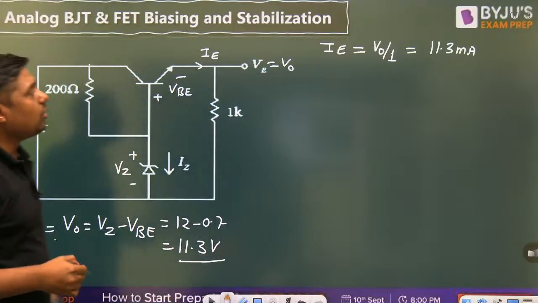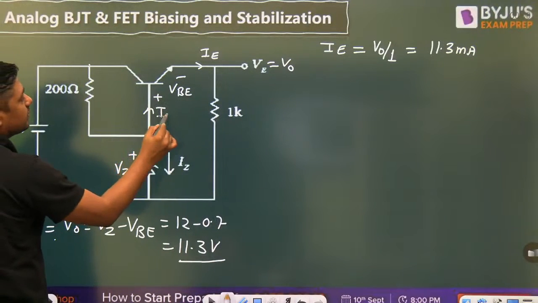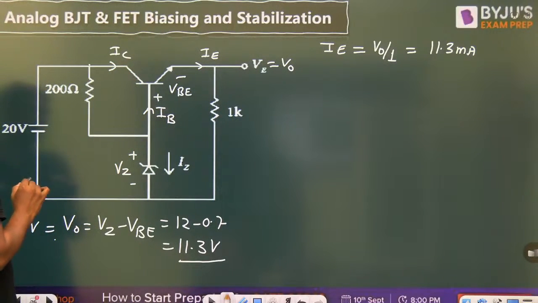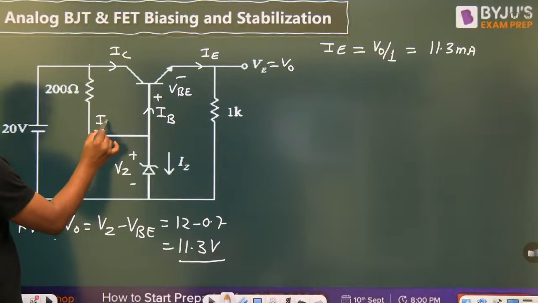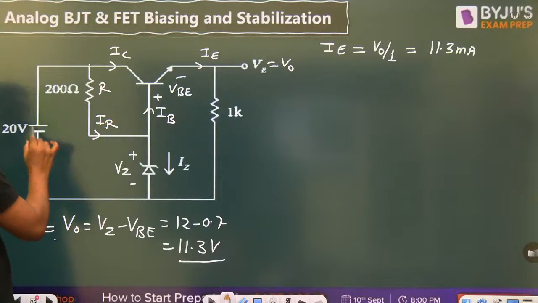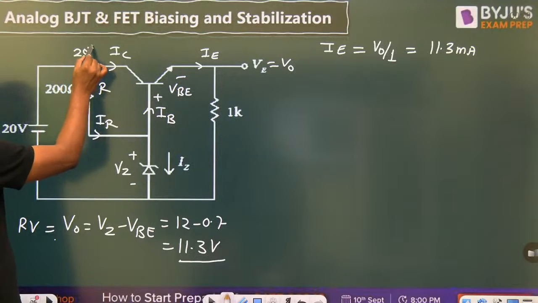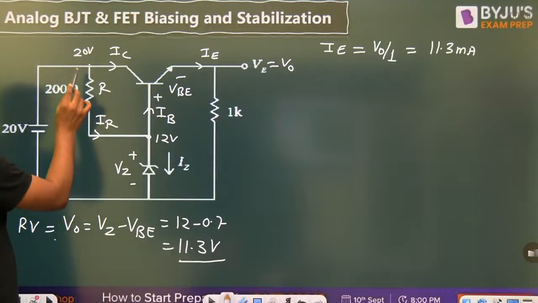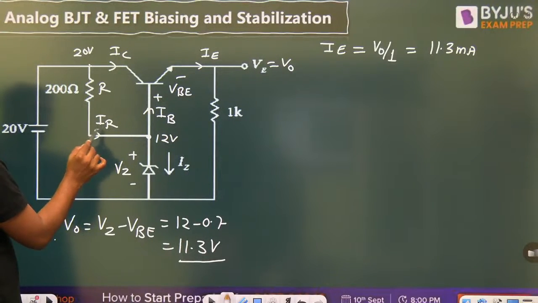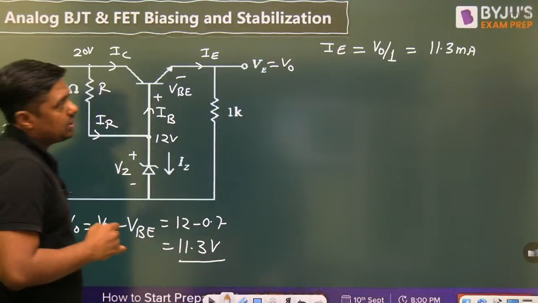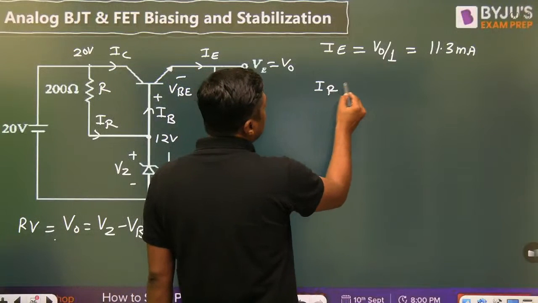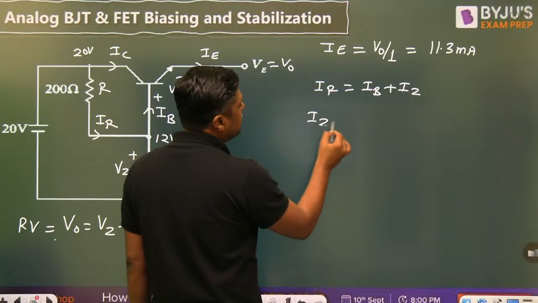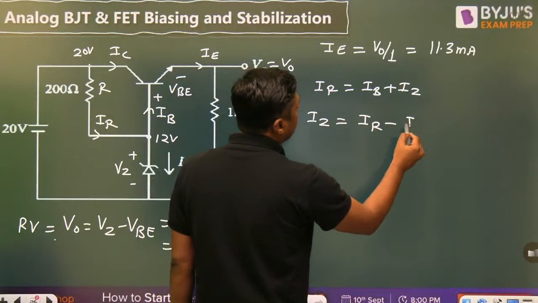Once you have the idea about the IE, you can calculate the IB. Why are we calculating the IB? I am giving you the answer. This current is called IR because it is through the R. The voltage at this point is 20 volt. Voltage at this point is 12 volt because it is the breakdown voltage. You can find the IR. IR is equal to IB plus IZ, so IZ is nothing but IR minus IB.